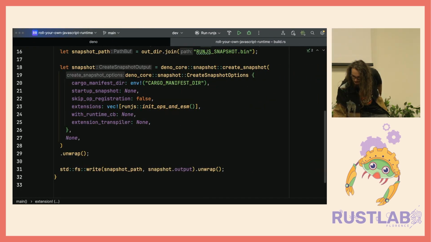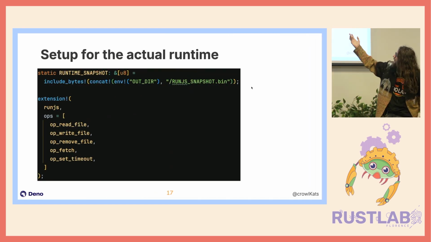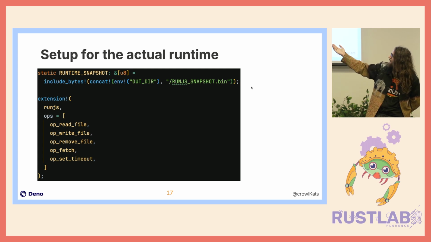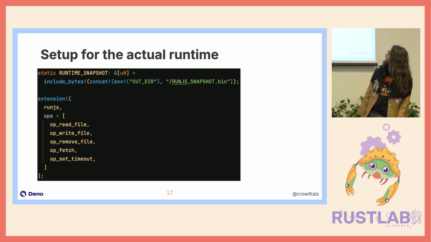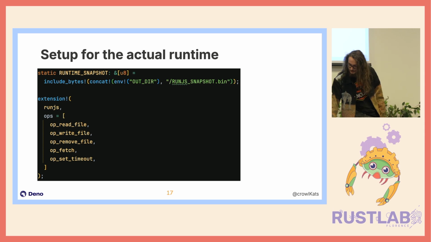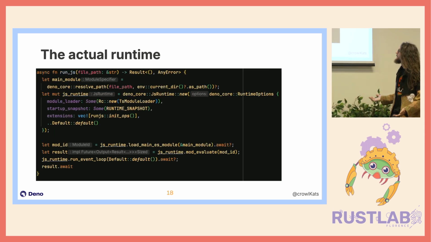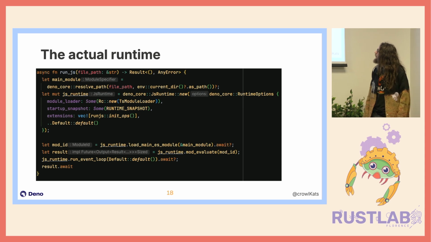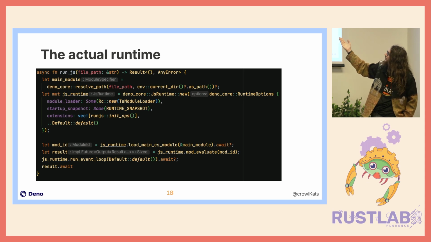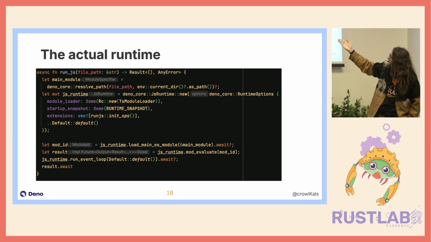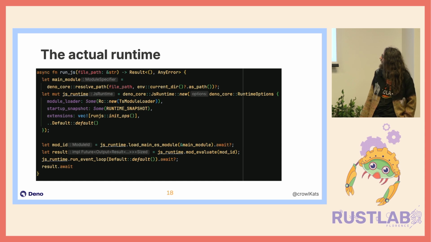So yeah, let's actually set up the runtime. In this case, we're just reading the snapshot and defining an extension. So we have all the ops we defined and the name of the extension. We don't need to specify the JavaScript file because the JavaScript file was included in the snapshot. And then the actual runtime itself. So again, relatively small. For a provided file path that you want to execute, we just resolve the path and create a JavaScript runtime, which takes the module loader that we created earlier, in this case the TS module loader, the startup snapshot. So if we have a snapshot, in this case we do, we've specified that, and then the extensions.